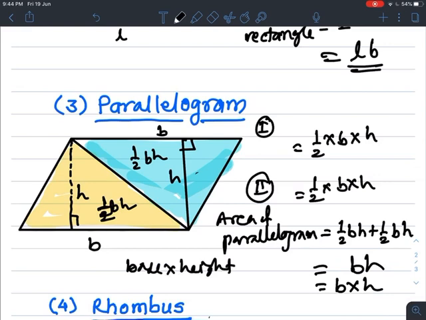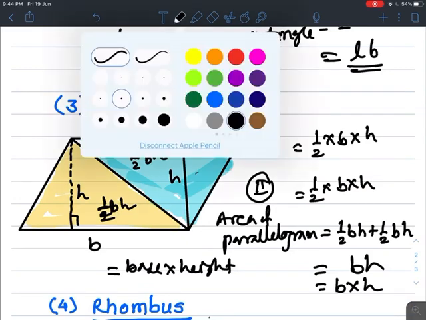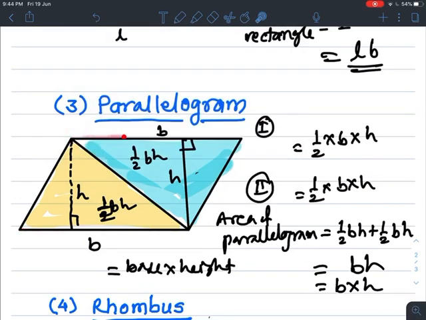Height is the distance between the perpendicular sides. So for this base, the height is the distance between the two parallel lines. This height is the same here, the distance between the parallel sides. So base into height is the formula for the area of a parallelogram.